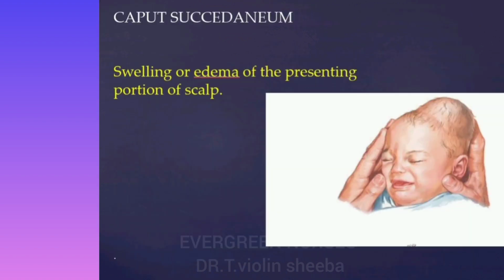Next, we can assess the head for any evidence of caput succedaneum. It is a swelling or edema present in the presenting part of the vertex. It can be seen in normal delivery babies.